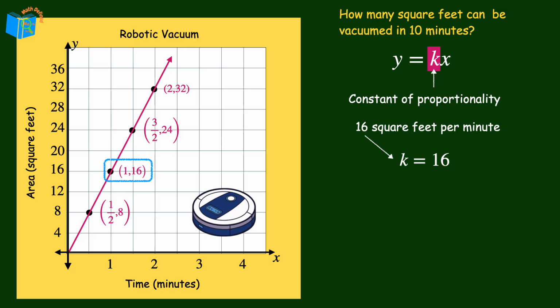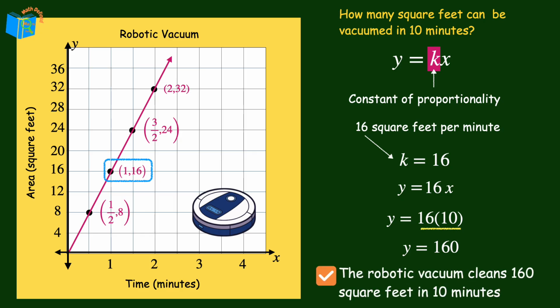Now we can substitute it back into the equation y equals kx, where y is the area in square feet, k is 16, and x is the time in minutes. Since we want to know how many square feet can be vacuumed in 10 minutes, the equation will be y equals 16 times 10. 16 times 10 is 160, so y equals 160 square feet. The robotic vacuum cleans 160 square feet in 10 minutes.